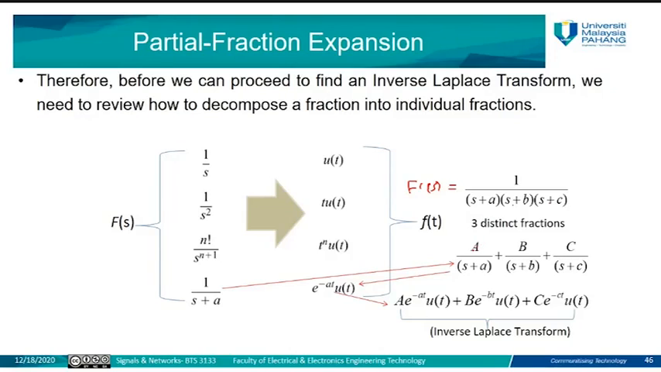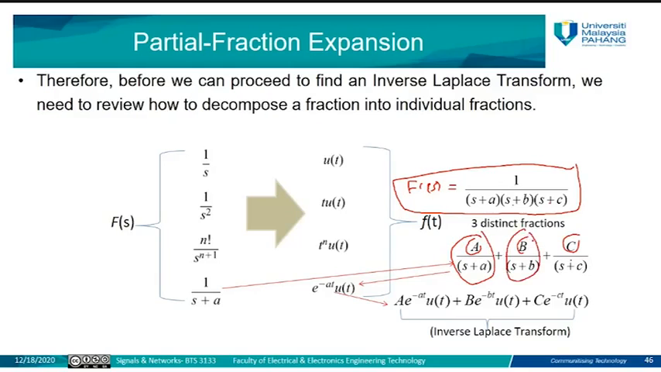So the partial fraction becomes: I assume this is equal to A over s plus a, plus B over s plus b, plus C over s plus c. Whatever the values of A, B, C are, we are going to see how to calculate them. But the main thing here is that this function is not easy to inverse directly from the table. What we do is convert it into three simple parts, and each part can be easily found in the table of the Laplace transform, so I can easily convert it to its inverse using inverse Laplace.